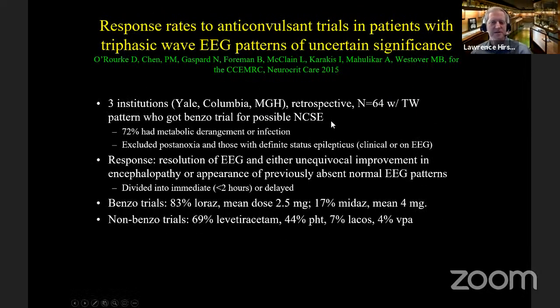And then this was another study, from a separate group, that looked at the response to anticonvulsant trials in patients who had triphasic morphology in a pattern of uncertain significance. That was what the title said.